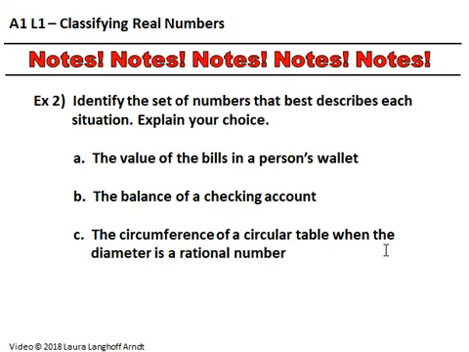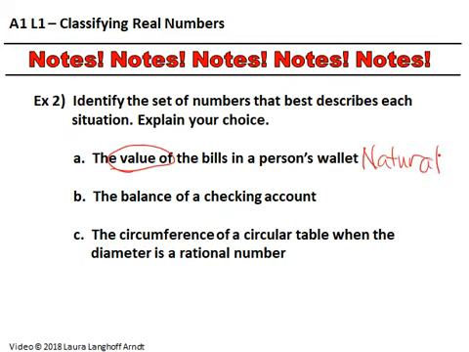All right, number 2, identify the set of numbers that best describes each situation and explain your choice. Well, we might want to talk about these a little bit because sometimes the way they're worded can be a little bit confusing. For example, it says the value of the bills in a person's wallet. Can you have a bill that has a value of 0? No, then it's not a whole number. Can you have the value of a bill that is negative? No, then it's not an integer. And there certainly isn't a bill that has a value of a decimal or a fraction. So that makes these all natural numbers.